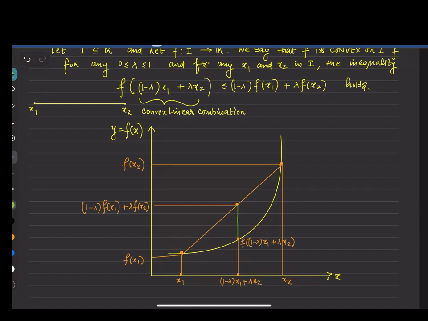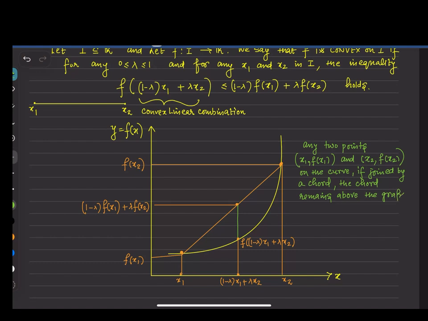So if you want to write it geometrically, it says any two points x1, f(x1) and the other point is x2, f(x2) on the curve, if joined by a chord, the chord remains above the graph of the function.